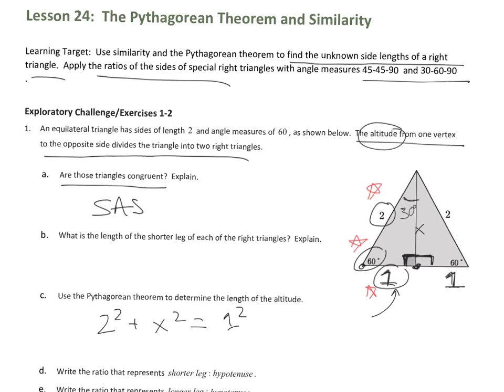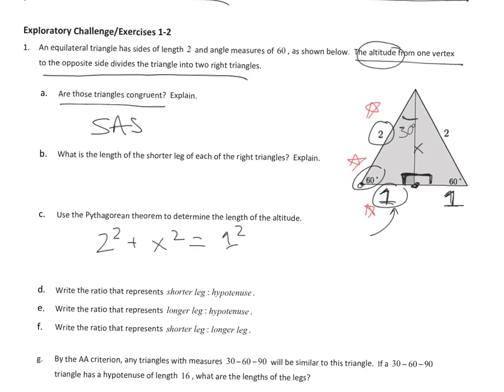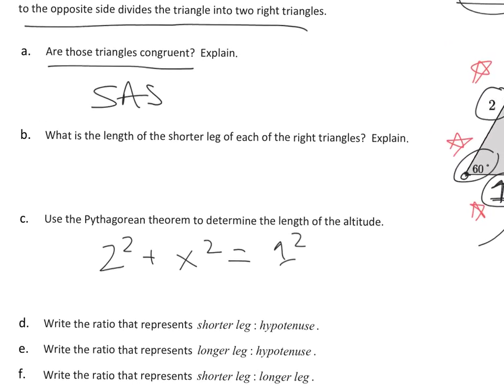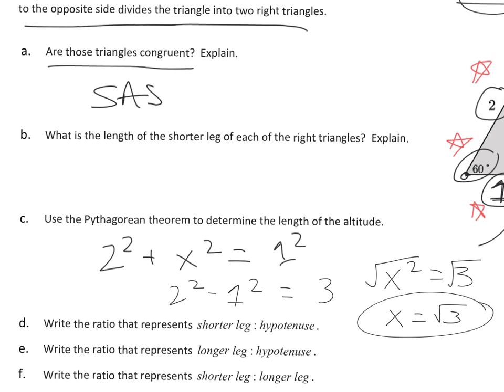So if I rewrote this equation, let me scroll up a little bit and zoom in. I could rewrite this as 2 squared minus 1 squared, which is really 4 minus 1, so that leaves me with 3. So I know that x squared equals 3, so I would need to square root both sides. So I know that x equals the square root of 3. So that would be the length of the altitude.